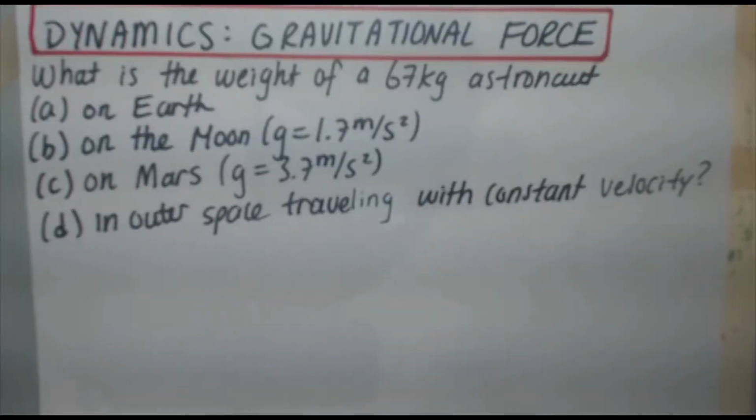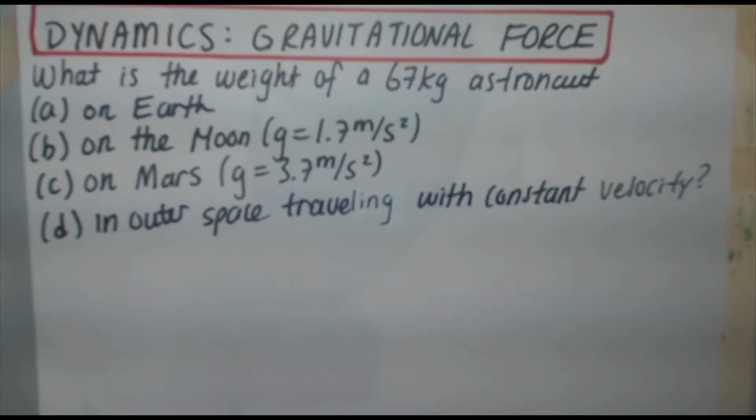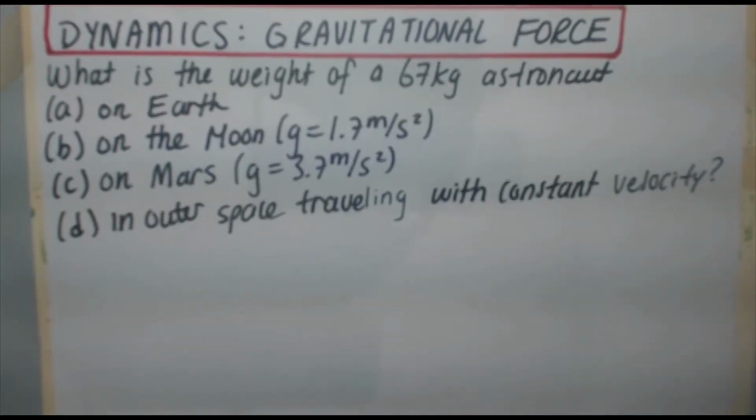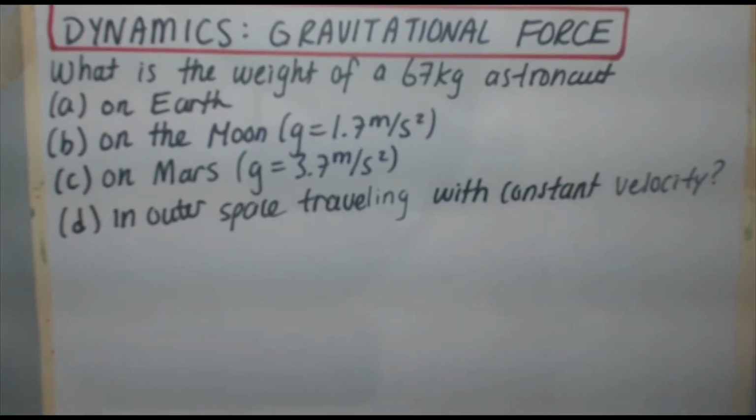Hey physics people, welcome back to another dynamics physics problem, this one on gravitational force. What is the weight of a 67 kilogram astronaut A on Earth, B on the Moon where g is 1.7 meters per second squared, C on Mars where g is 3.7 meters per second squared, and D in outer space traveling with constant velocity?